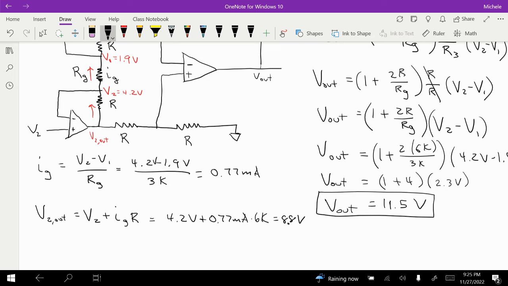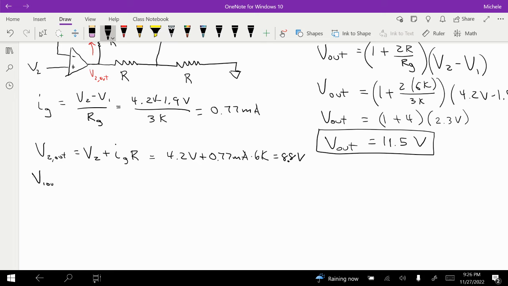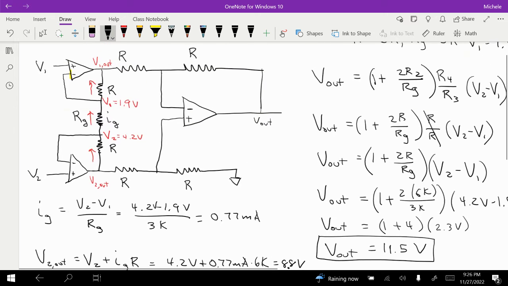Great, and now I can figure out my V1 out. So again, this is going to be over here. This is going to be my V1 out, and I'm going to use the same procedure. Since the current is flowing this way through R, I know that the voltage at V1 out has to be less than the voltage at V1 because of the direction of current flow. So V1 out is going to equal V1 minus IG times R. That's going to be equal to 1.9 volts minus 0.77 milliamps times 6K. And that's going to give me a negative 2.7 volts. So there it is. I have my voltages at those spots.